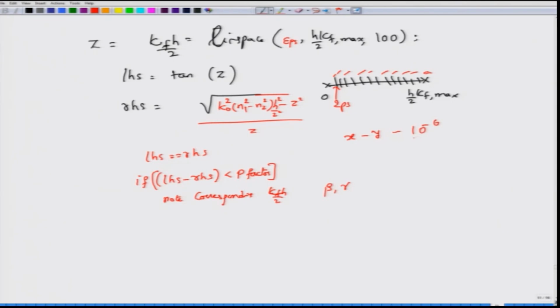This P factor could be any value that is dependent on the application that you have, but in general, looking at the range of kappa f, an error difference of about 10 to the power minus 6 or 10 to the power minus 3 would be sufficient, right. So, once you have figured out that P factor, then you can stop the program and note down the corresponding value of kappa f h by 2, and that would give you beta versus gamma. So, this is a numerical way of solving the characteristic equation, okay.